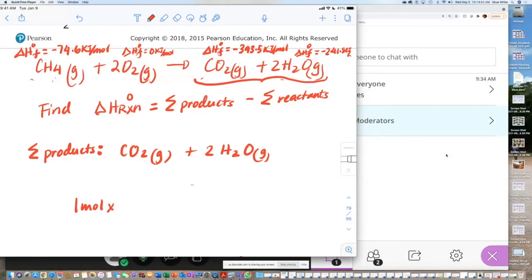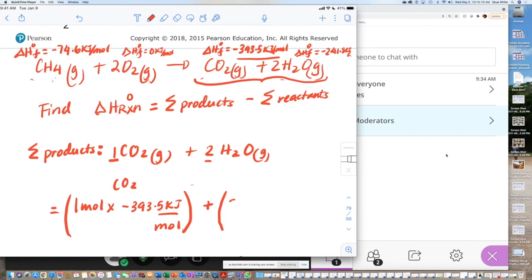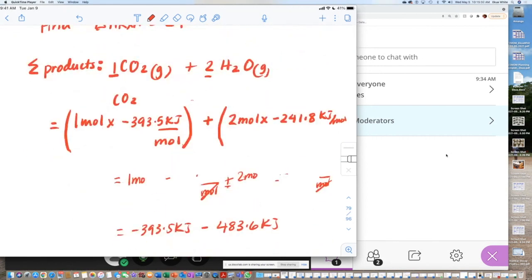for carbon times this number right here, negative 393.5 kilojoules per mole, because you see the coefficient here is 1. And then I'm adding that, so I'm going to put this in parentheses. Remember, this is for CO2. I'm adding that to, my coefficient here is 2. 2 moles times, what's my number here? Negative 241.8 kilojoules per mole.